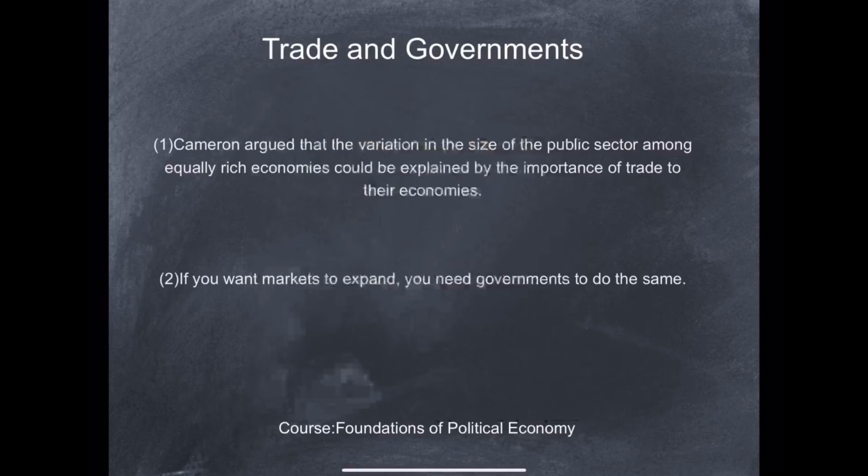compensation against risk when their economies are more exposed to international economic forces, and the governments respond by building safety nets, either through social programs or through public employment. Finally, we get that if you want markets to expand, you need governments to do the same, and the markets and the states are complements in more ways than one.